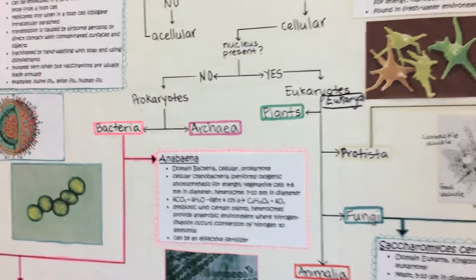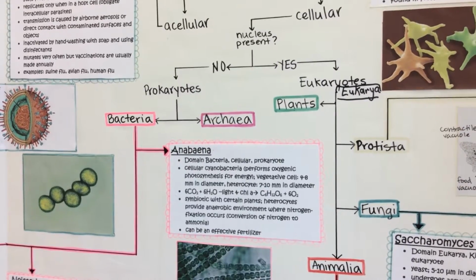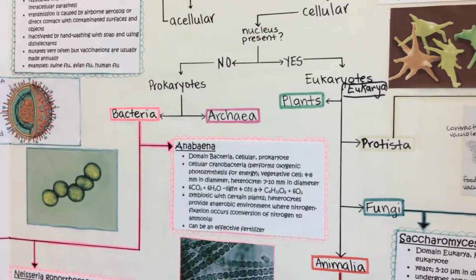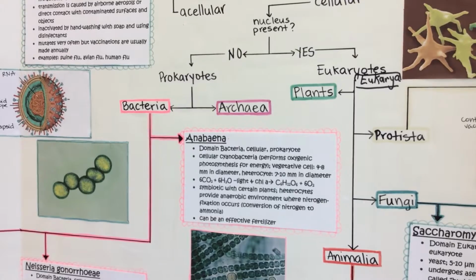Unicellular, one cell, lacks a nucleus. Now they do have chromosomal DNA. Most of them have a circular single chromosome made out of DNA, but there's no nuclear membrane, nor do they have other membrane-bound organelles. They lack mitochondria, they lack chloroplasts.